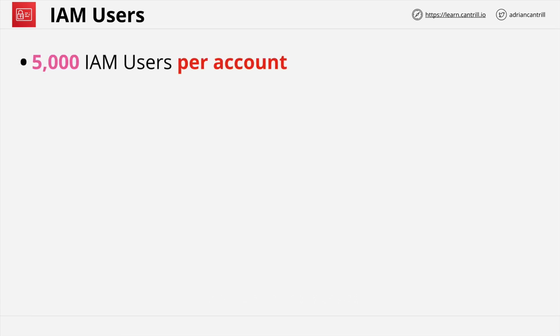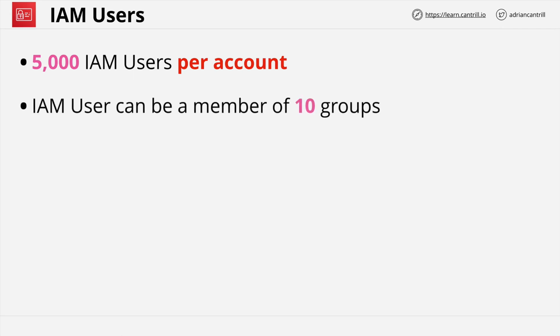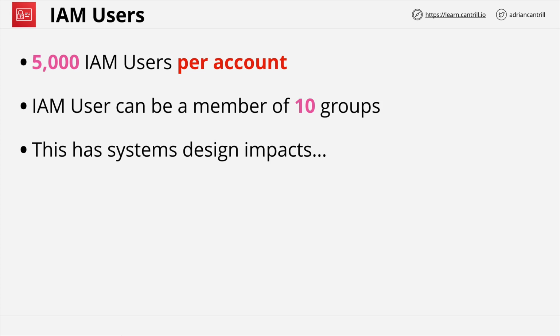Now first, you can only ever have 5,000 IAM users in a single account. IAM is a global service, so this is a per account limit, not per region. And second, an IAM user can be a member of 10 IAM groups, so that's a maximum. And I'll be covering groups after the demo. Now, both of these have design impacts. You need to be aware of that. What it means is that if you have a system which requires more than 5,000 identities, then you can't use one IAM user for each identity. Remember the 5,000 limit because it features on the exam.